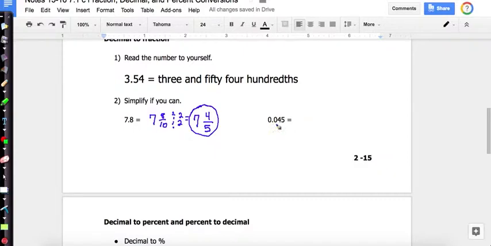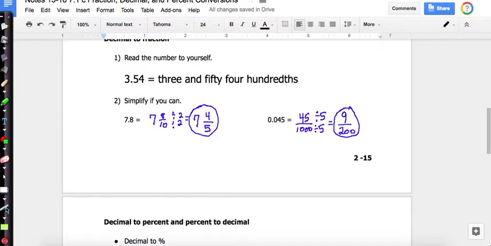Okay, the next one, I have 3 numbers after the decimal, so I know I'm talking about thousandths. So it's 45 thousandths. Now, if I know a number ends in a 5 or a 0, I can always divide by 5. Sometimes I check to see if 25 goes into it, but I know 25 can't go into 45, so I'm going to go with 5. 45 divided by 5 is 9, and 1,000 divided by 5 is 200, so I have 9 200ths.